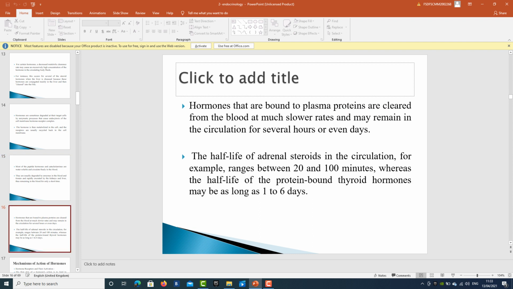Hormones that are bound to plasma proteins are cleared from the blood at much slower rates and may remain in the circulation for several hours or even days. The half life of adrenal steroids in the circulation, for example, ranges between 20 and 100 minutes, whereas the half life of protein bound thyroid hormones may be as long as 1 to 6 days.